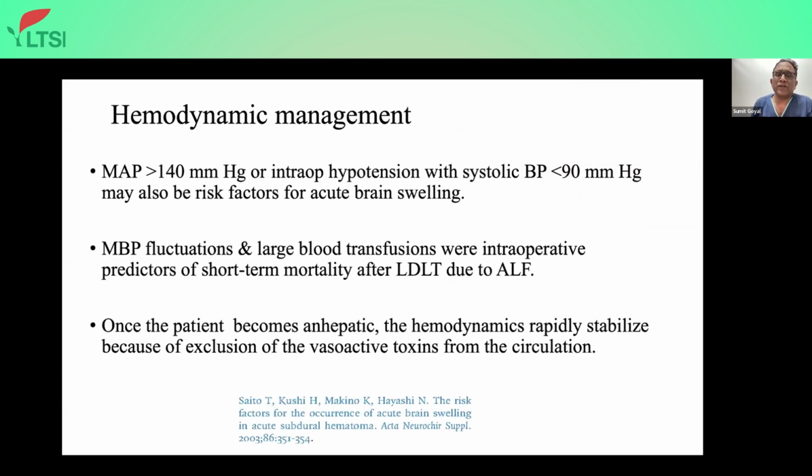Mean arterial pressure more than 140 millimeter of mercury or intraoperative hypotension with systolic blood pressure less than 90 millimeter of mercury may also be a risk factor for acute brain swelling. Mean blood pressure fluctuations and large blood transfusions were intraoperative predictors of short-term mortality after LDLT due to ALF. And once the patient becomes anhepatic, the hemodynamics rapidly stabilize because of the exclusion of the vasoactive toxins from the circulation.